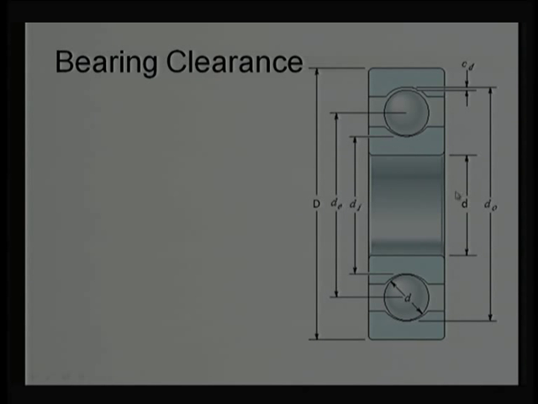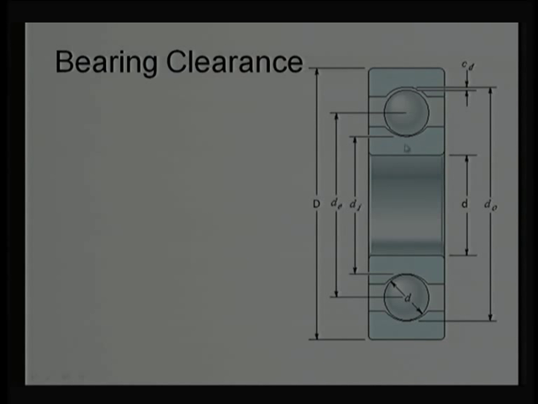As usual, there are two well-defined dimensions. Small d is the bore diameter, which is the same as the shaft diameter if we don't count the tolerance, and capital D is the outer diameter of the bearing. Capital D and small d are generally both defined in bearing catalogs. What else is there? There is something called CD. This is the diametral clearance. How do we get it?